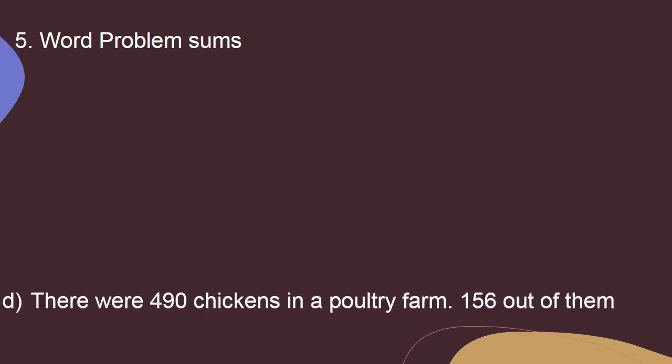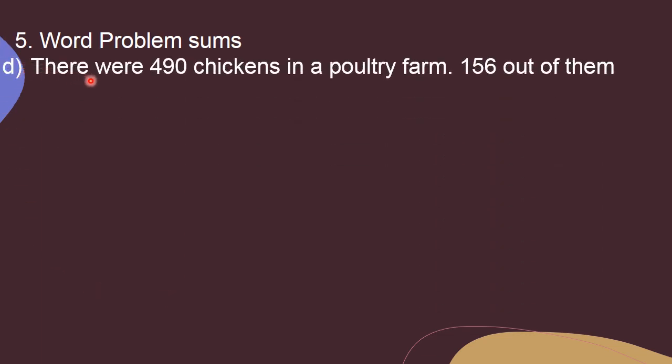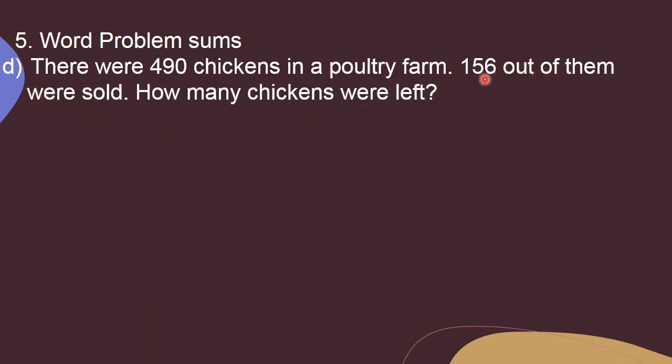Okay, now the next is in D part there were 490 chickens in a poultry farm. एक poultry farm में 490 chickens हैं. 156 out of them were sold. उनमें से 156 जो थे वो बेच दिए गए. How many chickens were left? तो अब बताना है हमें कि उस poultry farm में कितने chickens रह गए. Okay, so here we have to subtract. जब भी हमें left word given होता है we have to subtract. Okay, so first of all we will write places ones, tens and hundreds, then 490 and minus 156.